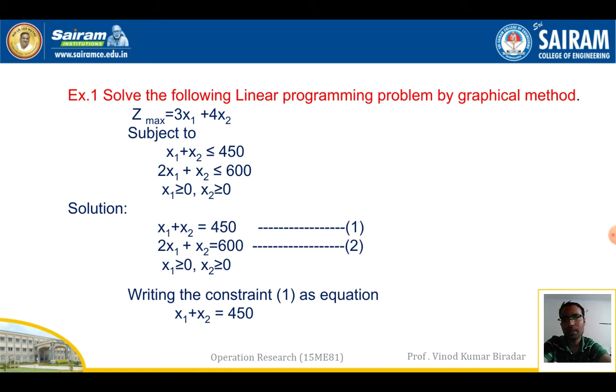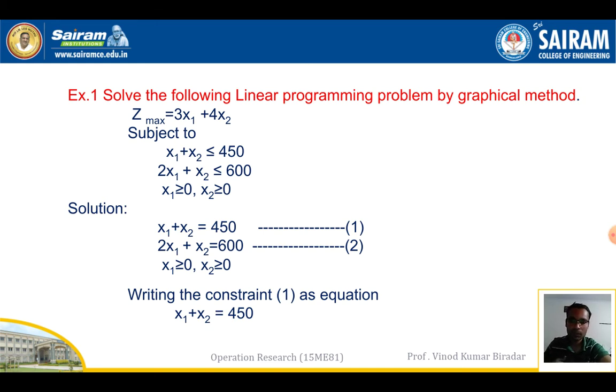The given problem: maximize z equal to 3x1 plus 4x2, subject to the constraints x1 plus x2 less than or equal to 450, and 2x1 plus x2 less than or equal to 600, with x1 greater than or equal to 0 and x2 greater than or equal to 0. This is the question given. You have to find the maximum point with the graphical method. Solution: first step, write the given question as it is and make the inequalities equal, giving equation numbers 1 and 2, that is x1 plus x2 equals 450 and 2x1 plus x2 equals 600.